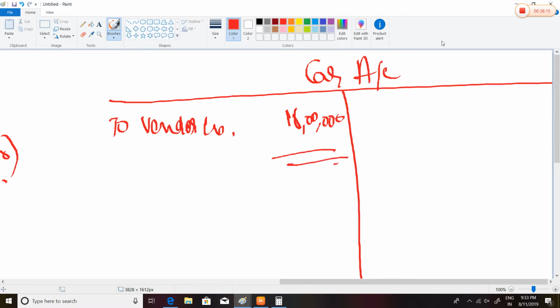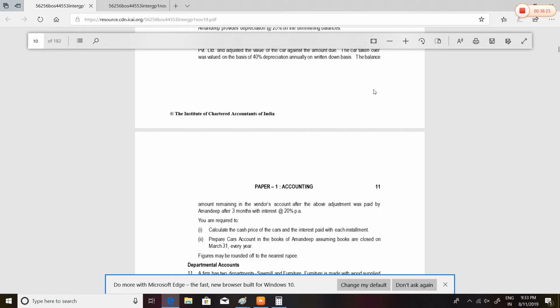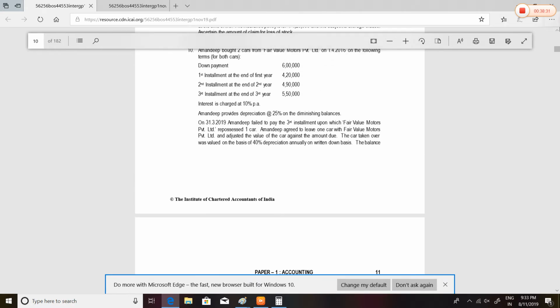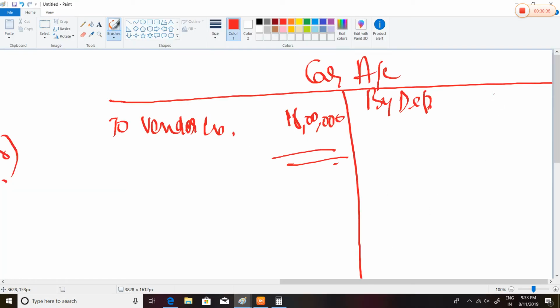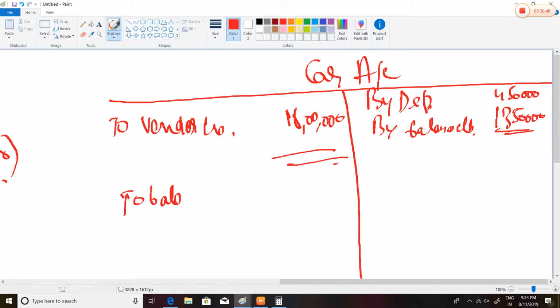By depreciation, how much is the amount of depreciation? 25%. That is 1/4. That is 4,50,000. By balance carried down, 13,50,000. To balance brought down, 13,50,000.